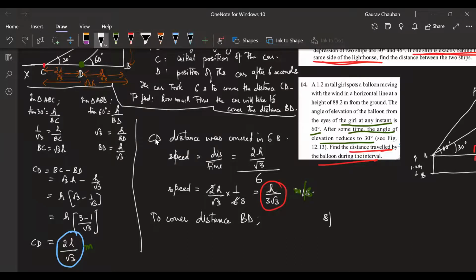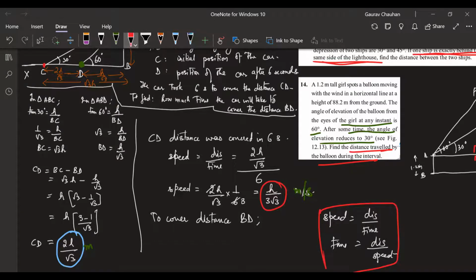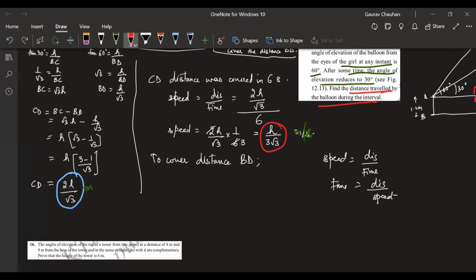what's my formula? My formula is speed is equal to distance by time. This will become time is equal to distance by speed. Are we okay with this conversion? Speed is equal to distance by time, time is equal to distance by speed. I'm just taking it the other way around. To cover distance BD, my time will be equal to distance by speed.